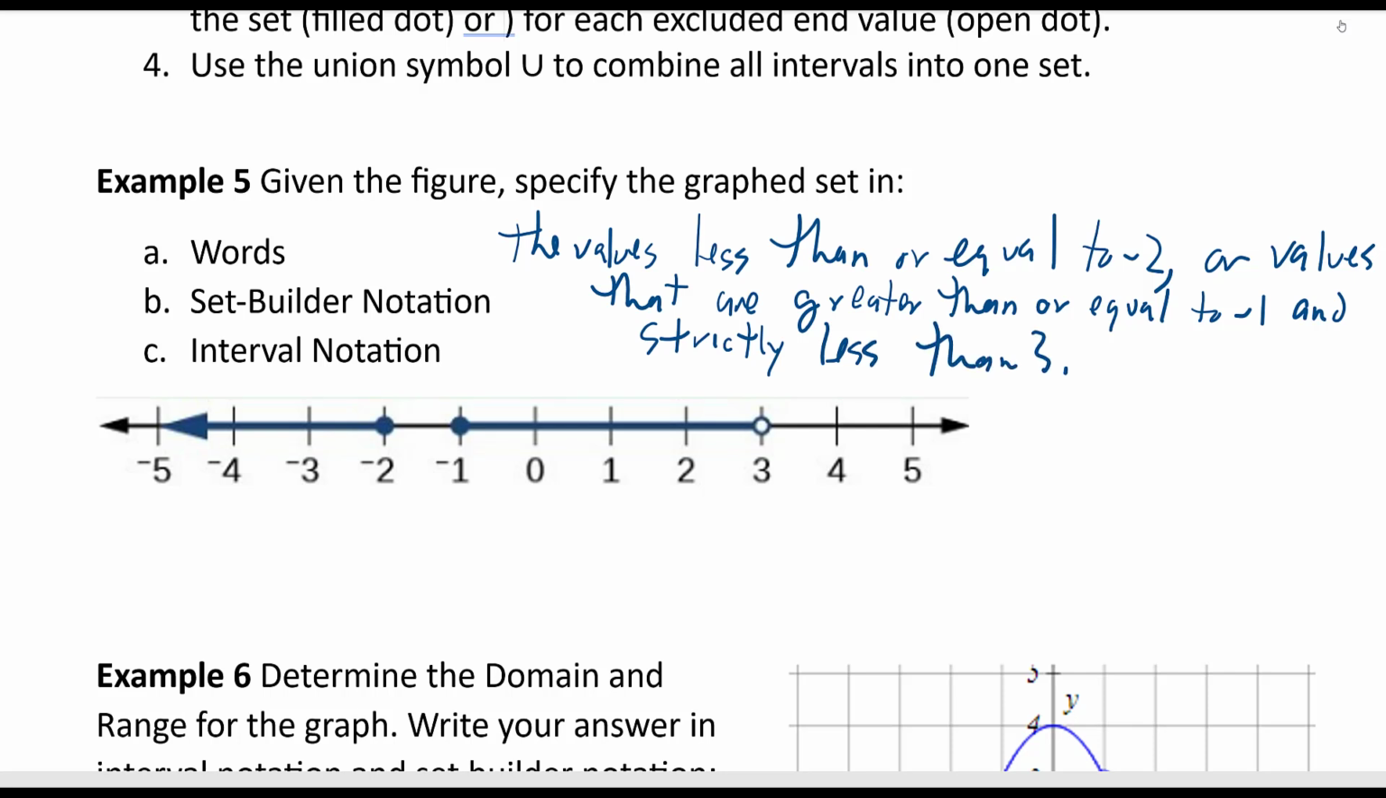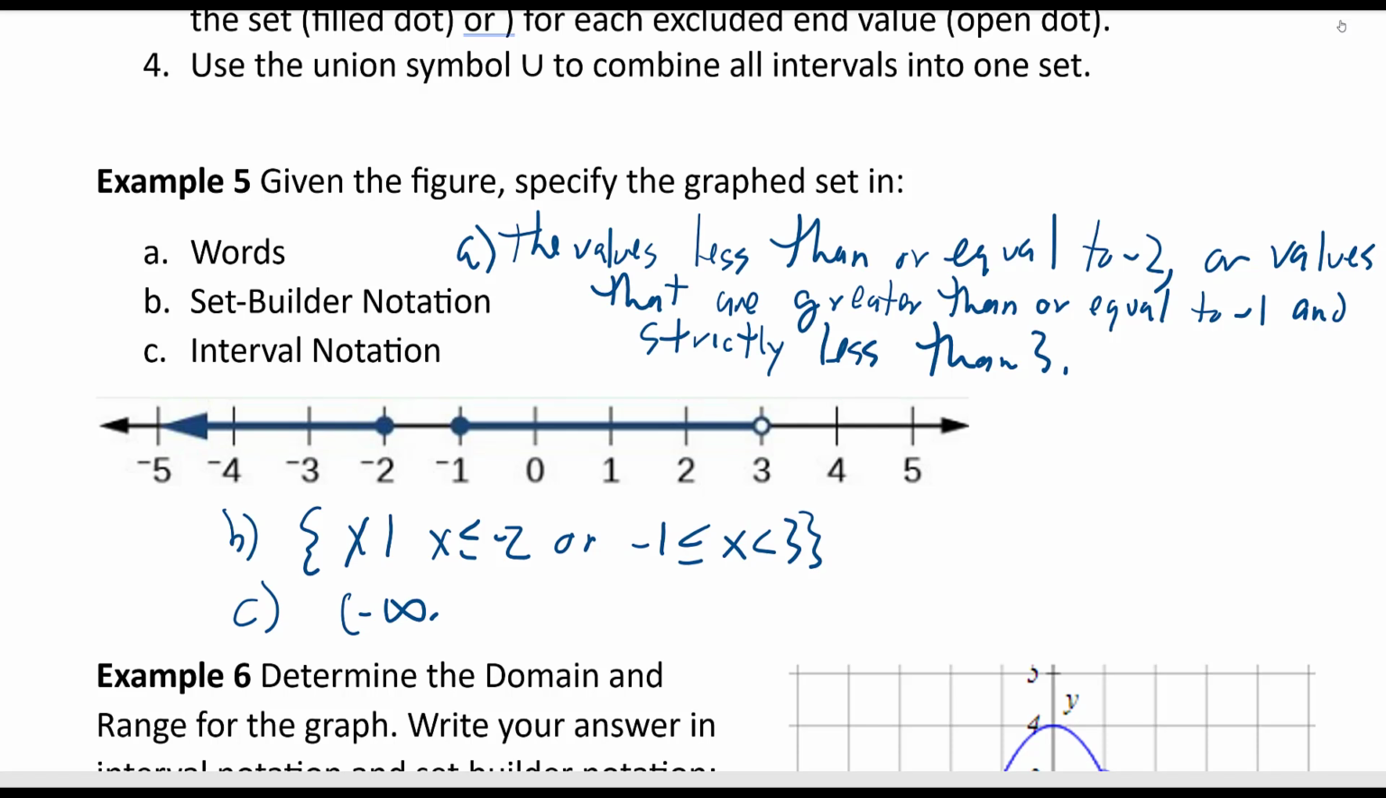So for set builder notation, I would say x such that x is less than or equal to -2, or -1 is less than or equal to x less than 3. So it's a strictly less than on the 3. And then in terms of interval notation, so that was B, this is A, we say C, negative infinity up to -2 with a bracket like that, union -1 to 3, but with a parenthesis. Okay, there you go.